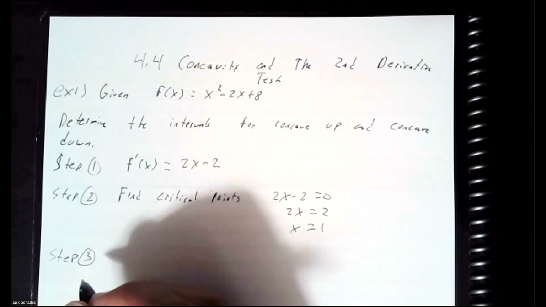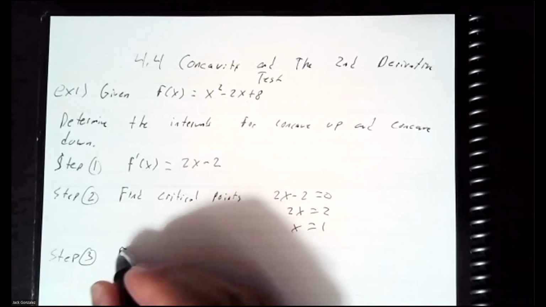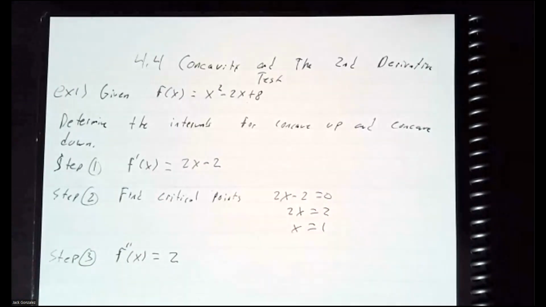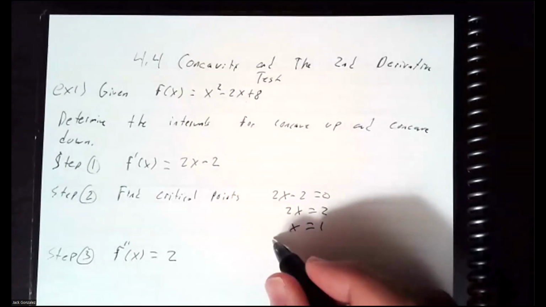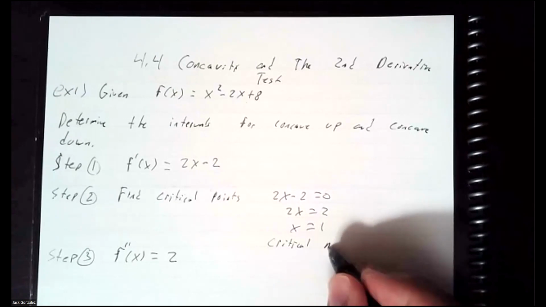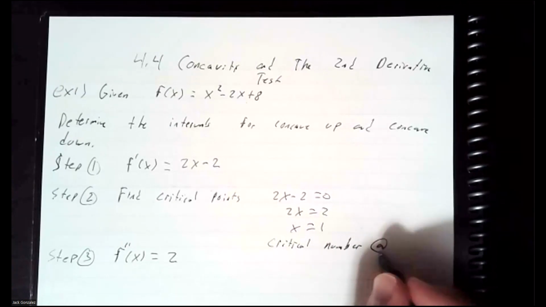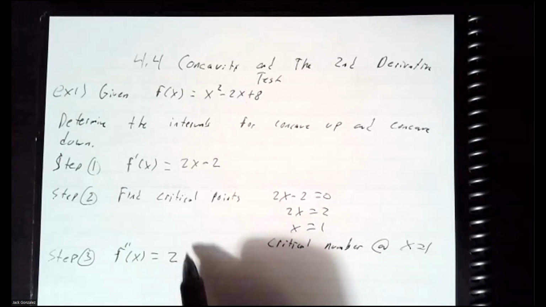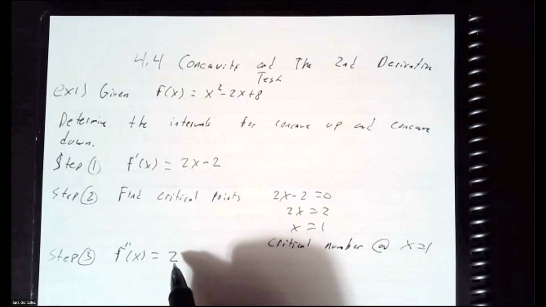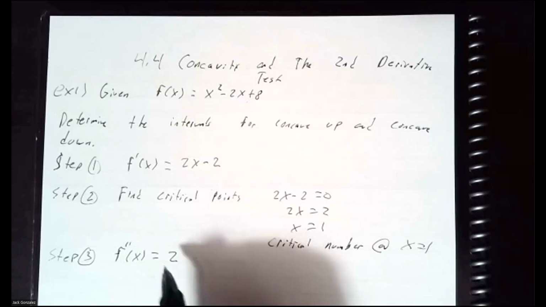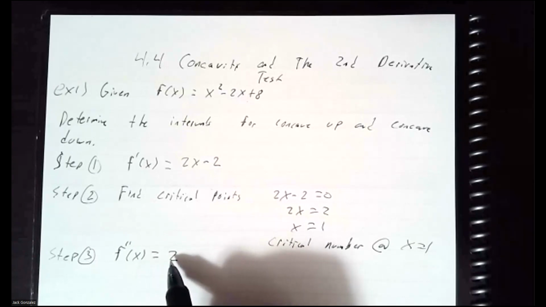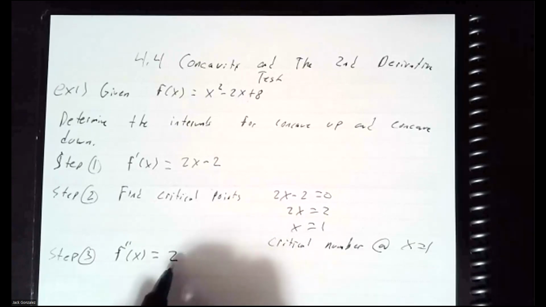Step 3, find the double prime. As you can see, it's going to be 2, right? Yes. The critical number was x equal to 1. Now, you can't set this to 0, right? Correct, because there's no variable. So because of that, there's no inflection point. An inflection point means a change in concavity, so the concavity is not going to change since it is positive.